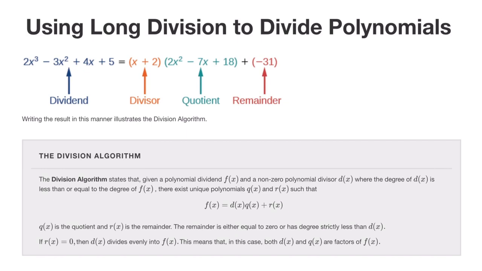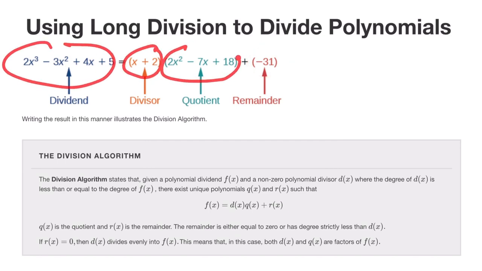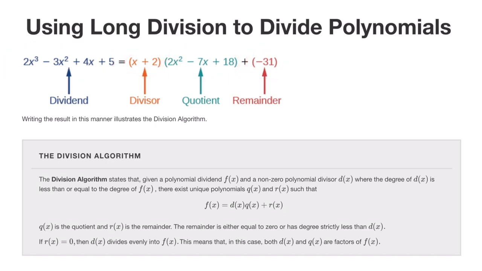So I kind of want to explain this real quick. When we say one polynomial divided by another, the quotient is our answer. This is our remainder. This is the thing that we're dividing by. So if we say this guy divided by this guy, this is the answer, and this is our remainder. All right.